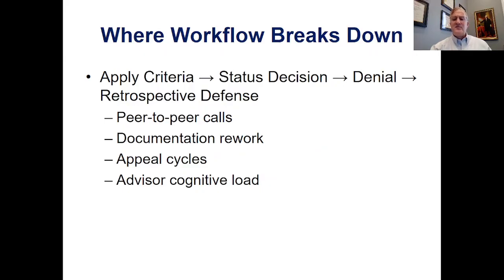In many systems, we apply criteria, assign status, and only later reconstruct the justification if challenged. That retrospective defense process is where peer-to-peer calls, documentation rework, and appeal cycles accumulate.